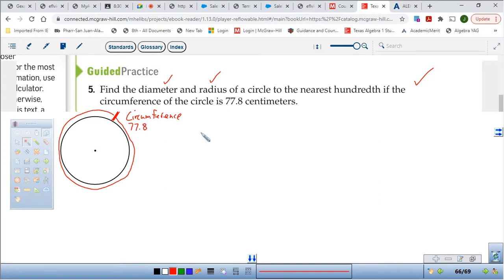For the diameter, I'll use the diameter formula. For the radius, I'll use the radius formula. So diameter. I'm going to use circumference is equal to pi times the diameter. Okay, I'm going to stop. I'll let you write it down.